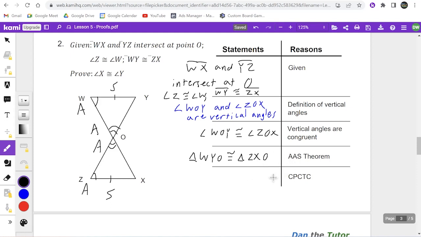And then the last thing we say, because we usually end on CPCTC, is to say that these angles right here, angle X, must be congruent to angle Y, and the reason for that would be because of CPCTC. So the very last line is the prove statement. Angle X is congruent to angle Y. Any questions on that one?